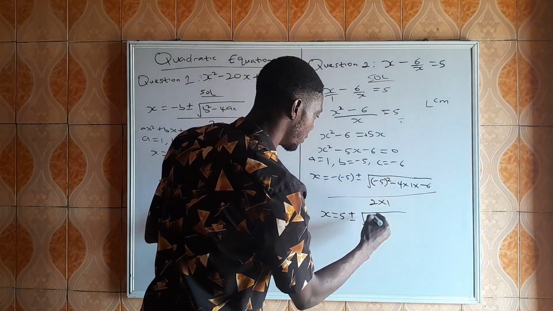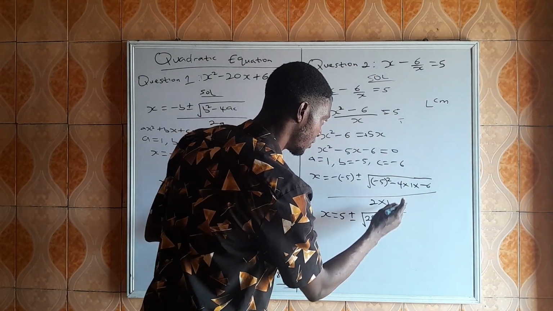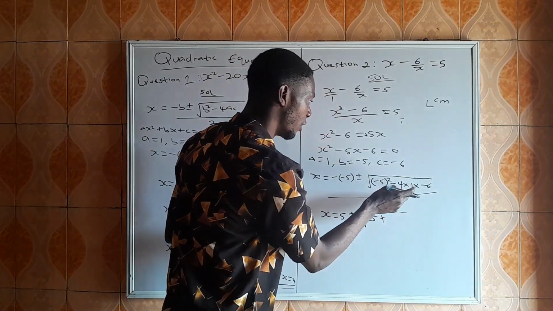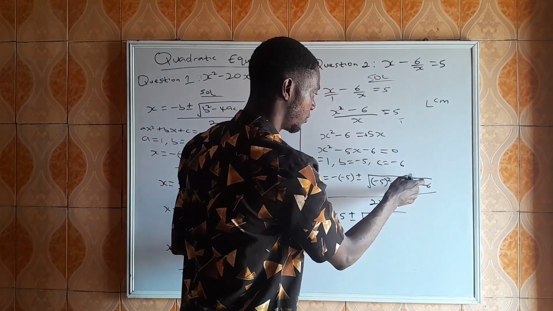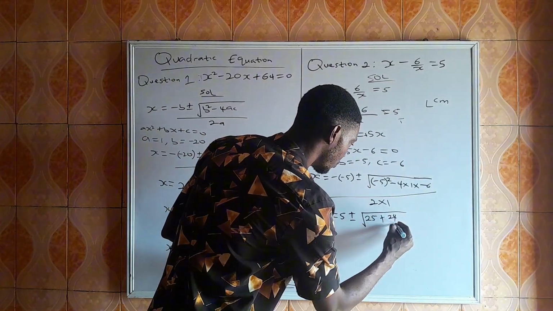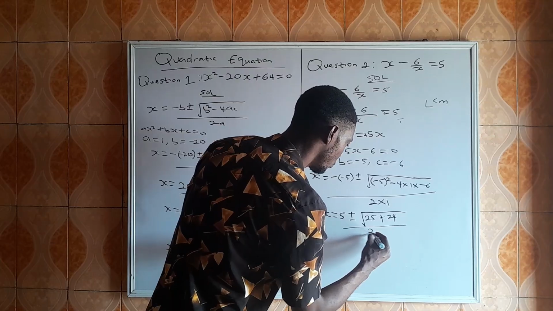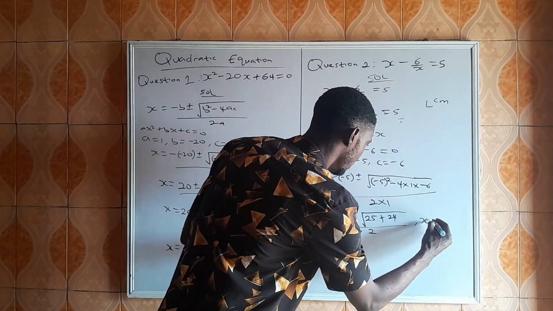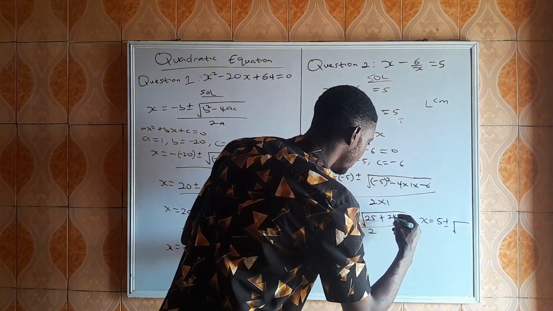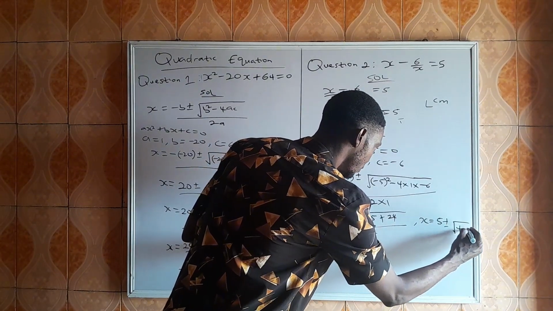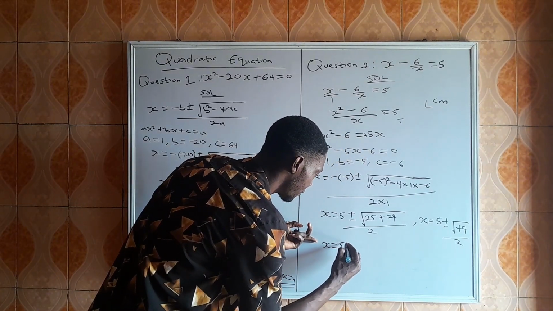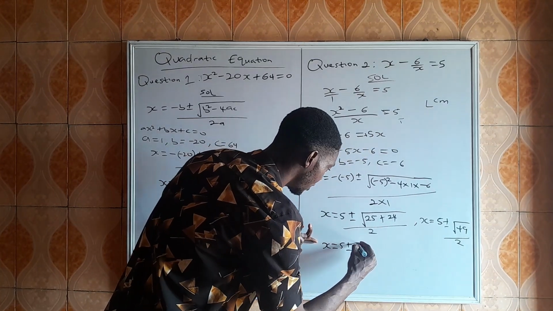Now, your minus 5 squared is 25. That is plus 25. Your minus multiplied by minus is plus, which means you have 4 times 1, 4, multiplied by 6, which is 24. So you have plus 24, divided by 2. So you have s to be 5 plus or minus the square root of 25 plus 24, that will give you 49, divided by 2. So you have your s to be 5 plus or minus the square root of 49, which is 7.